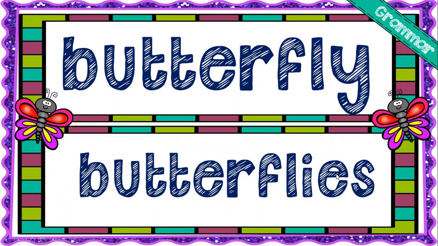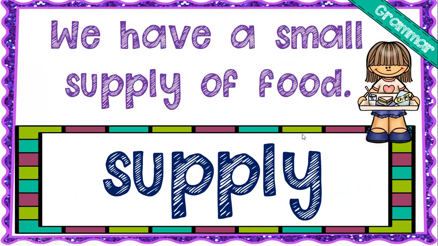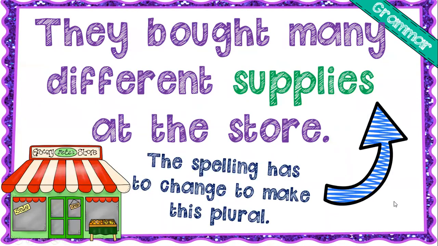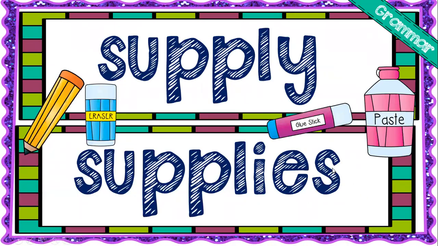So you're going to have to figure out, does the word need to be made singular or plural? Butterfly would change to butterflies because you have a consonant Y. In that sentence that we changed, butterfly would become butterflies. We have a small supply of food. Now we're going to change the sentence to make it supplies. So how would you write the word supplies? It's consonant Y. So the rule is drop the Y and add IES. The spelling has to change to make that plural because of the consonant Y.